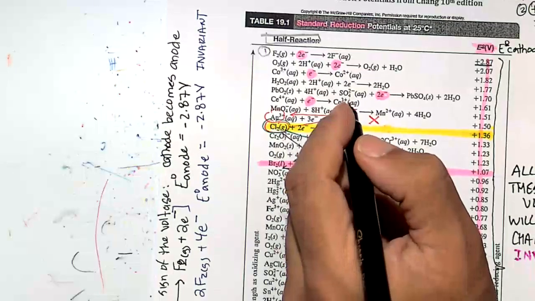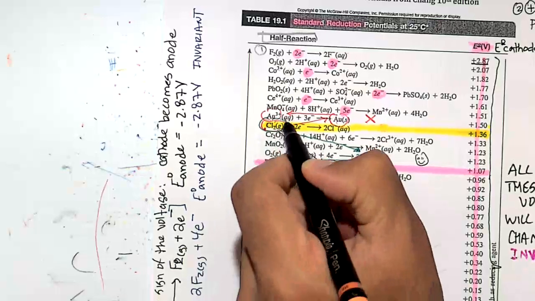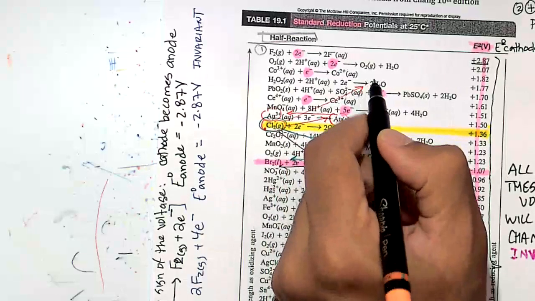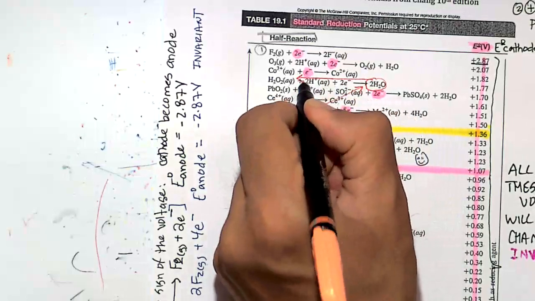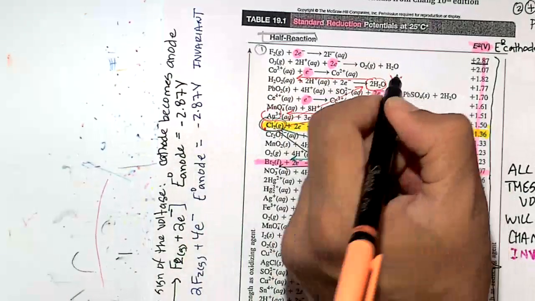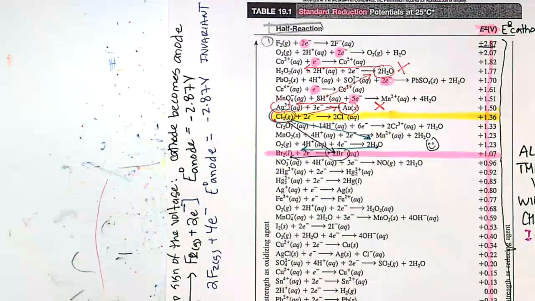It cannot. It will give you a negative voltage. Okay, Cl2 cannot oxidize, that means flip, cannot oxidize water into H2O2 and H+. It cannot. It will give you a negative voltage. So anything above it, it cannot flip.